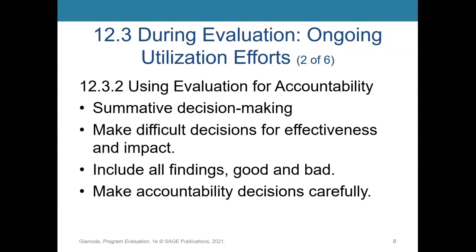Summative decision making also can happen during our evaluation. This is where we really are using our evaluation for accountability. We're using our findings to make determinations about the future of the program. We have to sometimes make difficult decisions for effectiveness and impact. We're holding the program accountable for its effectiveness and its impact. Sometimes that means we have to decide whether to continue a program, scale it back, expand its reach, replicate it elsewhere, or discontinue it altogether.